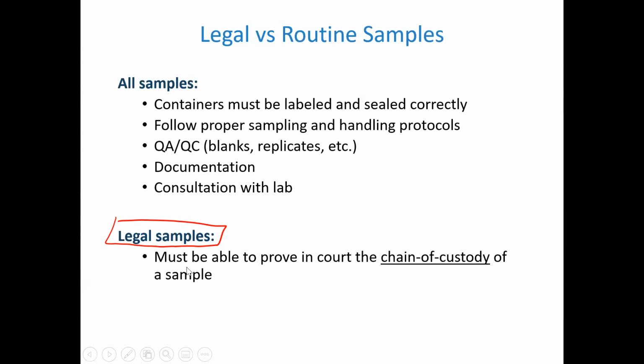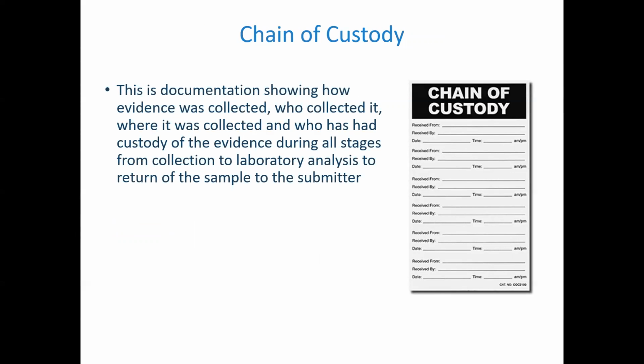But for legal samples, we must be able to prove in a court of law a chain of custody of that sample. So let's get into what that looks like. Chain of custody is basically documentation that is tracking the sample right from the moment it was sampled all the way until it makes it to the laboratory. Making sure that it didn't get lost, wasn't left in, let's say, the back of a truck that several people use. It's basically to say that we have kept track of this sample. No one has touched it or messed with it between when we took it and when we got it to the lab. And that's basically all it is.